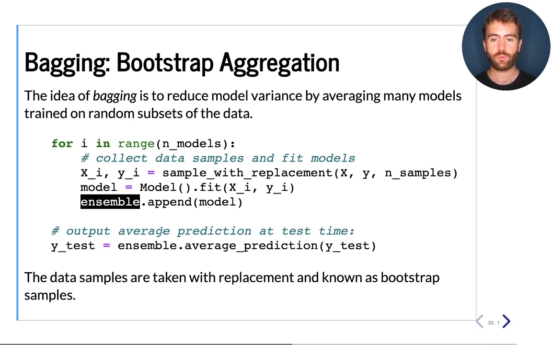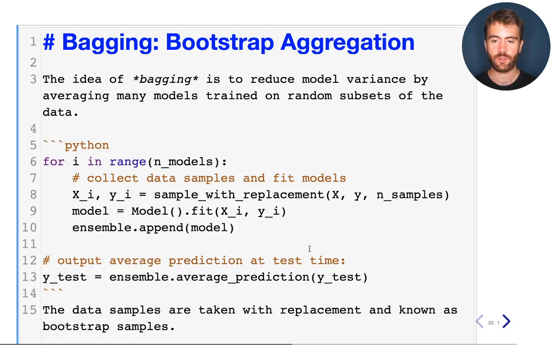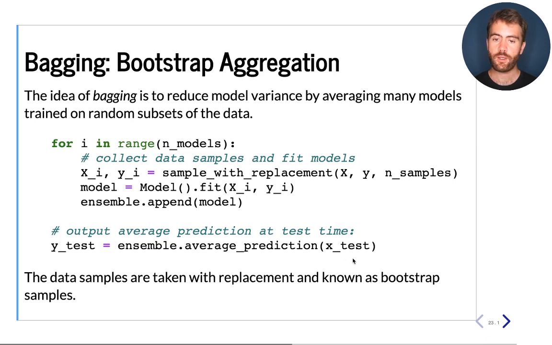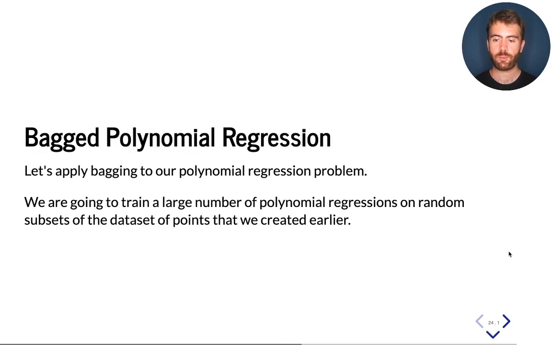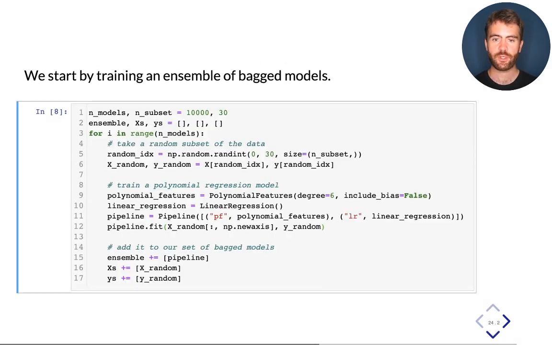And then when we're making a new prediction at test time, that is defined as X test, we create a new prediction by simply averaging the predictions of all the models. And so this process is known as Bootstrap aggregation. Let's now apply Bootstrap aggregation to our polynomial regression problem that we saw earlier. So I'm going to train a large number of polynomial regressions on a large number of random Bootstrap samples from the data set. So let's start by training the model.